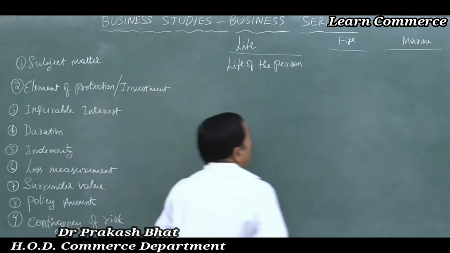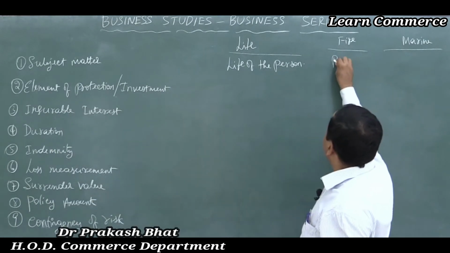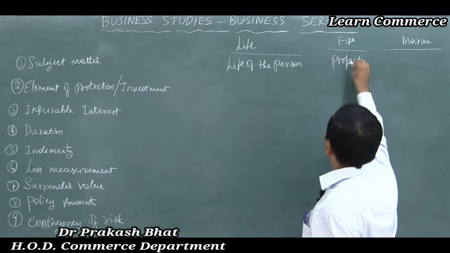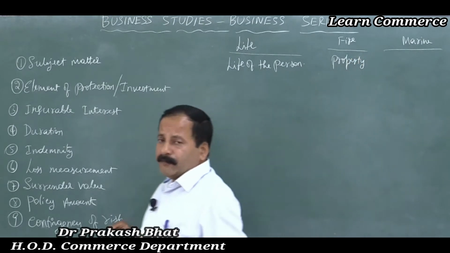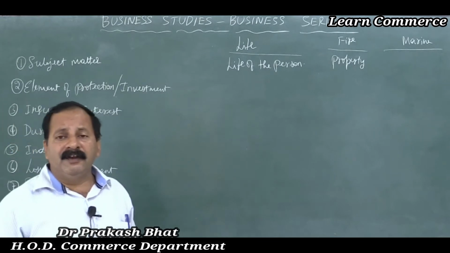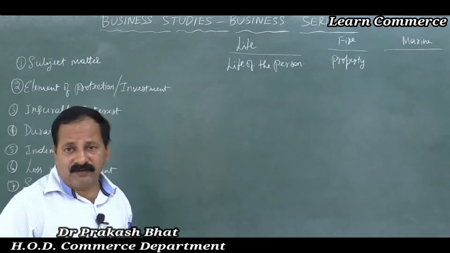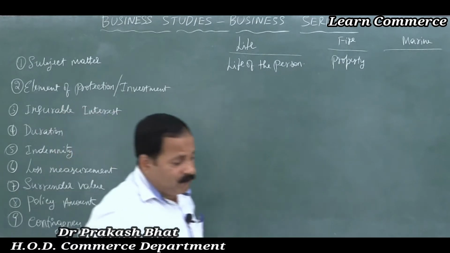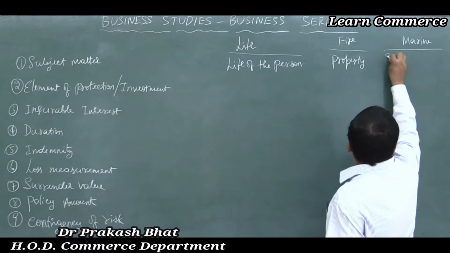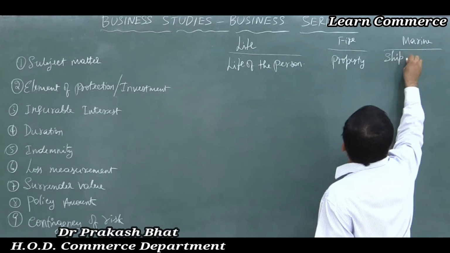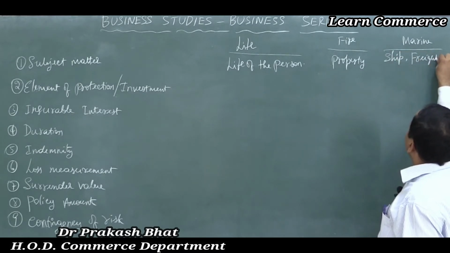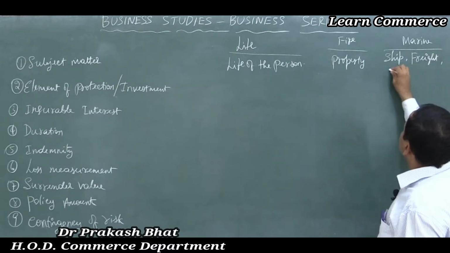Then fire insurance may be property, any property for that matter, or an asset that is owned by the owner, or a house or anything for that matter, which is covered under the fire insurance protection, right? Then the third one, that is marine: ship or hull, isn't it? Ship, which is also called hull, or freight, or maybe cargo, isn't it?